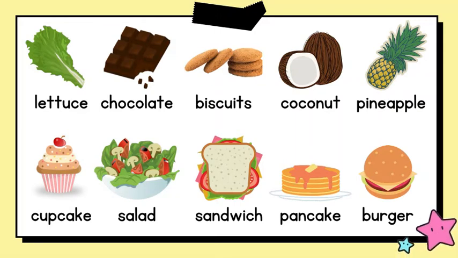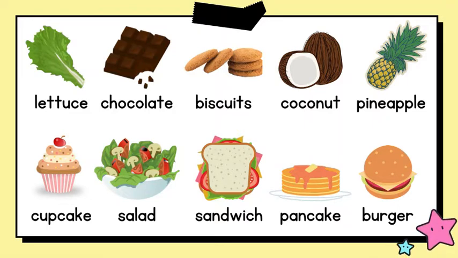Look at below the pineapple. There's also a burger. Next to the burger, there's some pancake. In the middle of the page, we have a sandwich. And there's some salad. And lastly, there's some cupcake. Now, let's play a game.